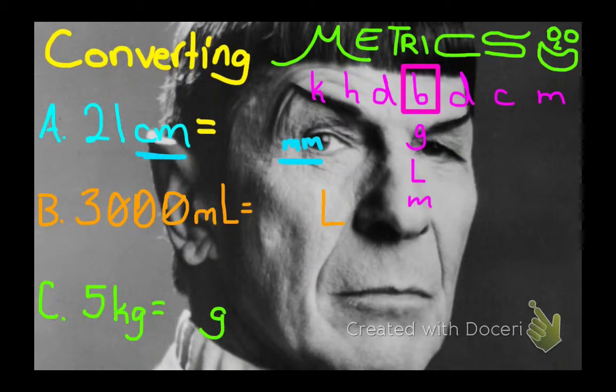You could be talking about a kilogram or a hectogram or a decagram or a centigram or a milligram. You could be talking about a kiloliter, a hectoliter, a decaliter, a liter, a deciliter, a centiliter, or a milliliter. And the same thing would go with meters. So kilometer, hectometer, decameter, meter, decimeter, centimeter, and millimeter. They all use those same prefixes.